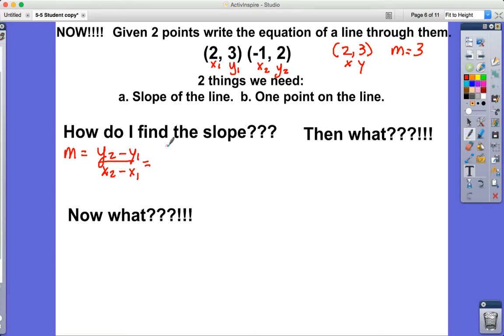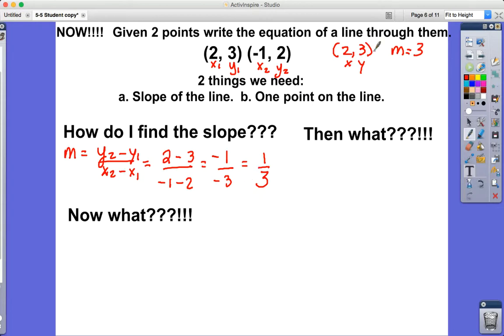All right, let's plug them in. 2 minus 3 over -1 minus 2. So the slope of this line will be 2 minus 3 is -1. And then -1 minus 2 is -3. And we know a negative of a negative is a positive, 1/3. Okay, so I know the slope of this line is 1/3.